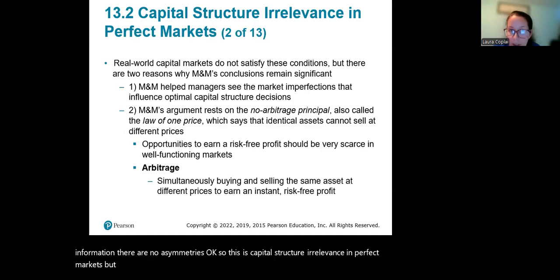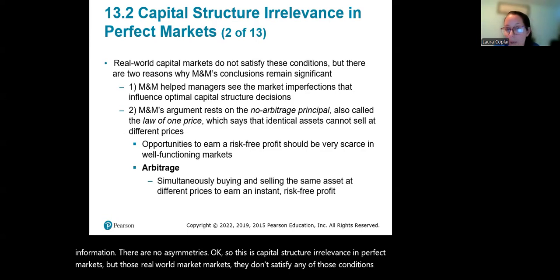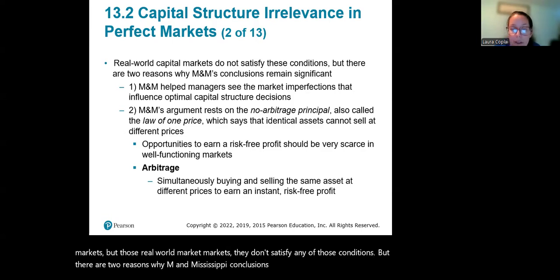But those real world markets, they don't satisfy any of those conditions. But there are two reasons why M&M's conclusions remain significant that we need to know about.